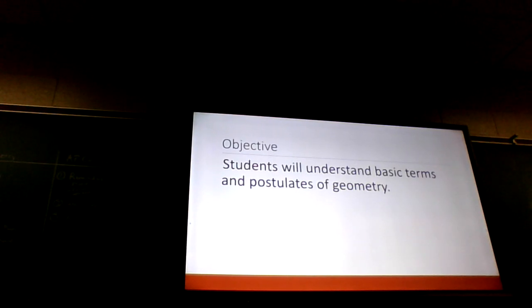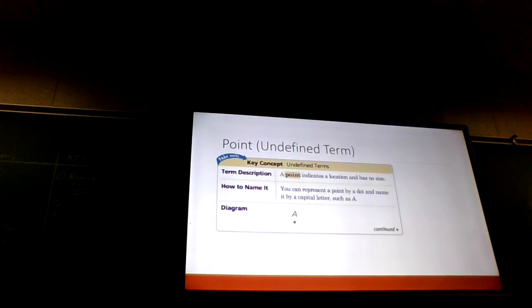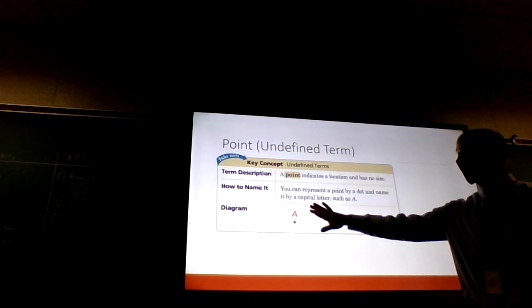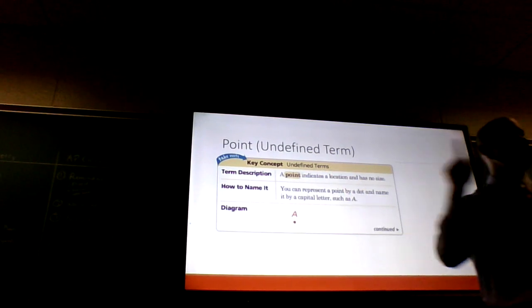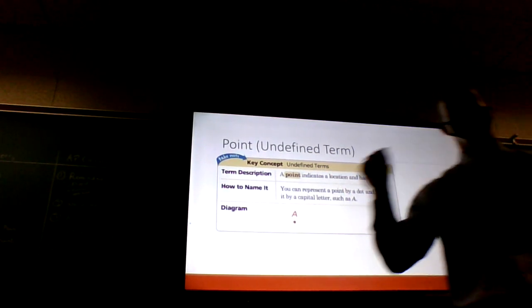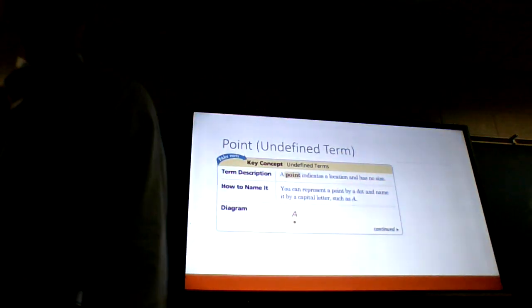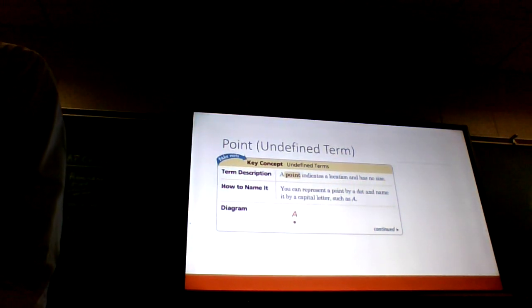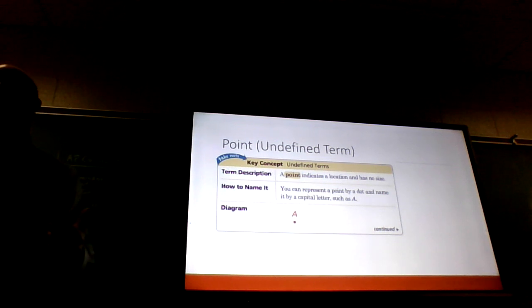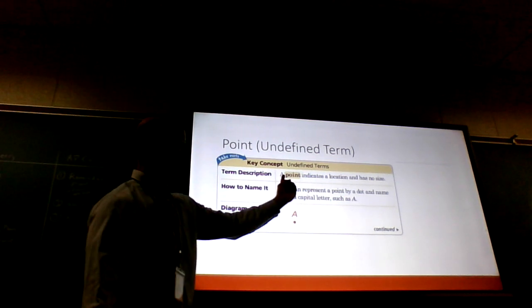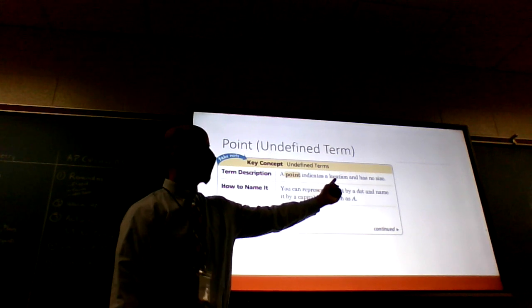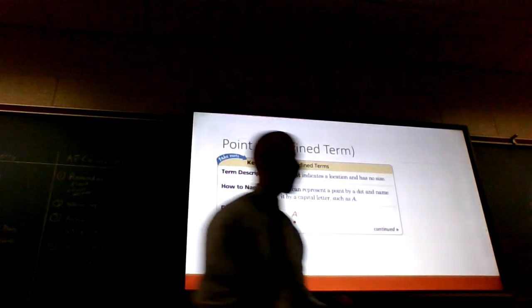Okay. The objective for section 1-2 is students will be able to understand basic terms and postulates. So the first term is a point. A point is an undefined term. The reason it's an undefined term is in order to define a point, you almost have to use the word point. If I say, what is a point? You just got to say, well, I kind of know what it is, but I can't really put my finger on it, right? So this is what we call an undefined term. And a point indicates a location and it has no size.